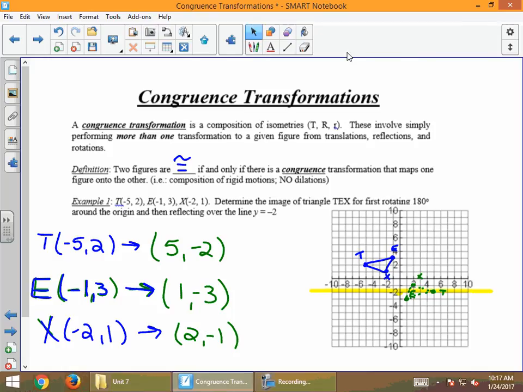So when we reflect, remember we're just counting. So E, how far is E away from that line? If we all can count, E is, oh, yeah, 1. When you count, it is 1 away from that line. So you're going to go 1 away from that in the other direction. How far is X away from that line when you count?